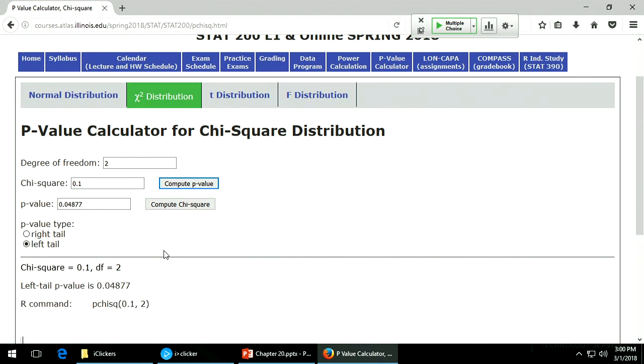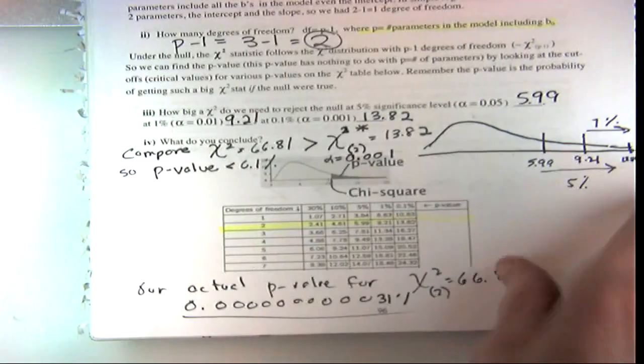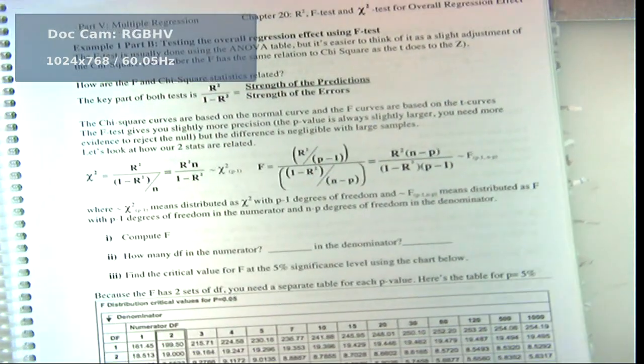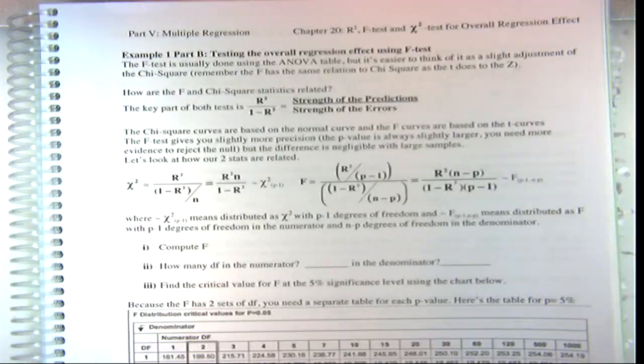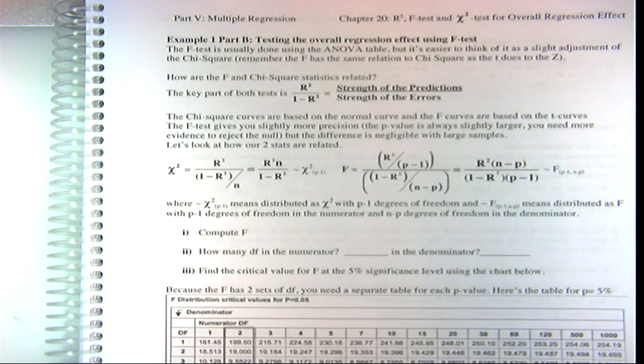All right, let's go back to the document camera. And now let's do the F test, okay? We're going to do the same thing, but now we're going to use the F.